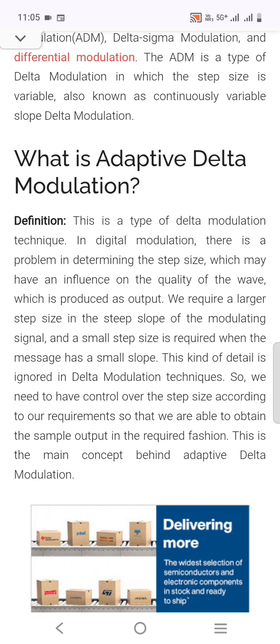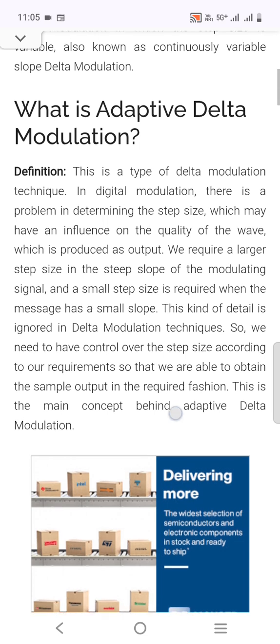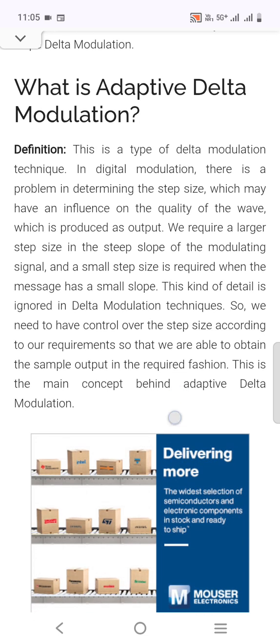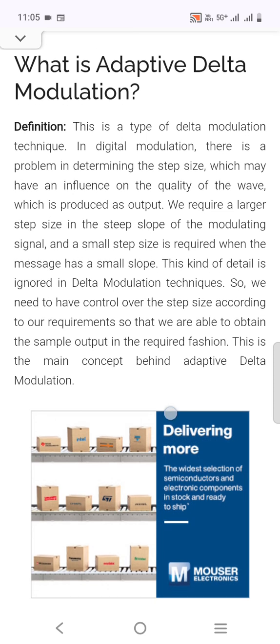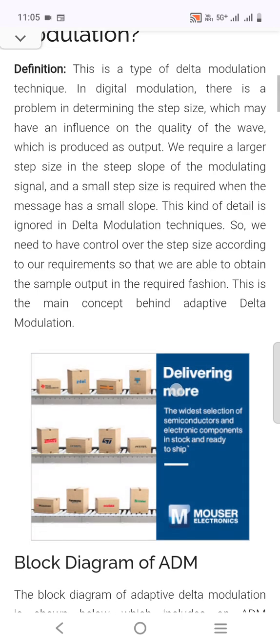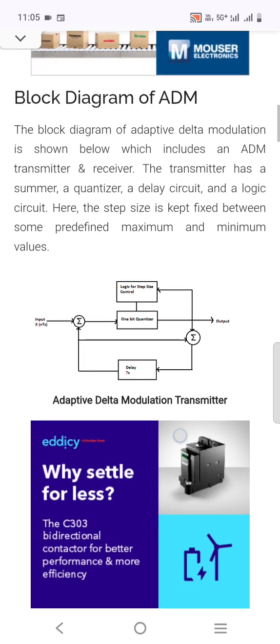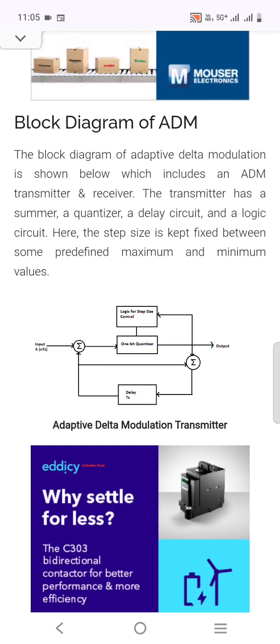We require a larger step size in the steep slope of the modulating signal, and a small step size is required when the message has a small slope. This kind of detail is ignored in delta modulation techniques, so we need to have control over the step size according to our requirements, so that we are able to obtain the same sample output in the required fashion. This will be the main concept behind adaptive delta modulation.